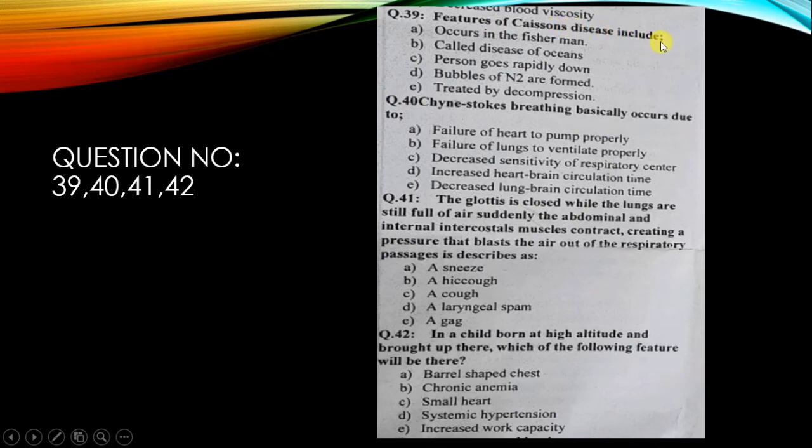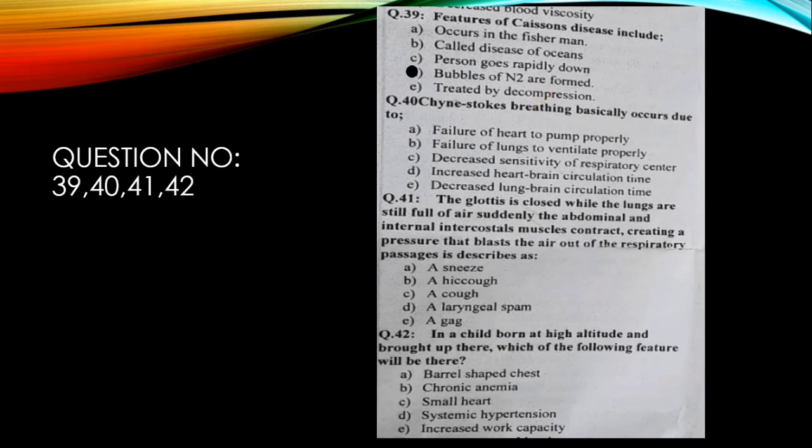Question 39 says features of Caisson disease include: occurs in fishermen, called disease of oceans, person goes down rapidly, bubbles of N2 are formed, treated by decompression. Caisson disease is also called decompression sickness and it is caused by bubbles of N2 that are formed when the person ascends rapidly from deep water to the surface of the water.